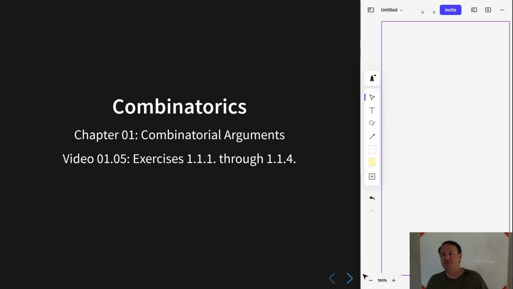Hey, welcome to the next video in the Combinatorics series, ending the first section. I'm going to do a few exercises from the end of the section, in particular the first four.